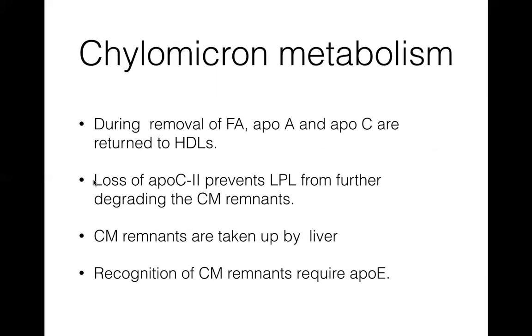And what you have now is the chylomicron remnant, which eventually is taken up by the liver. Now, in the liver, recognition of the chylomicron remnant requires ApoE, and thus the chylomicron remnant binds to an ApoE receptor in the liver.